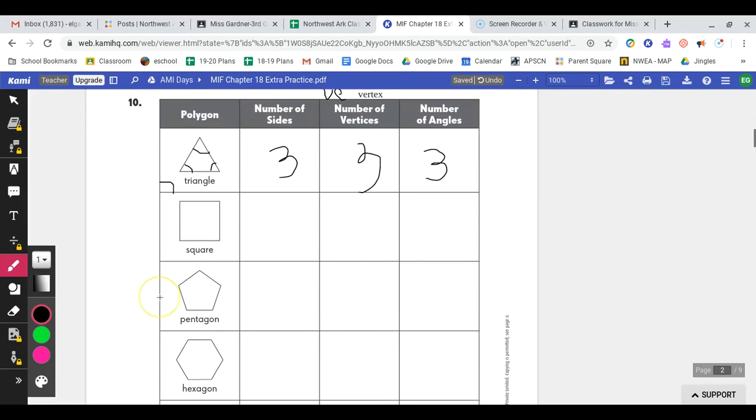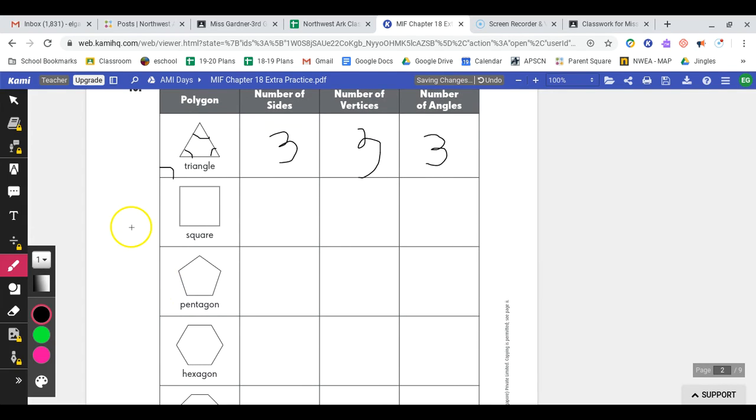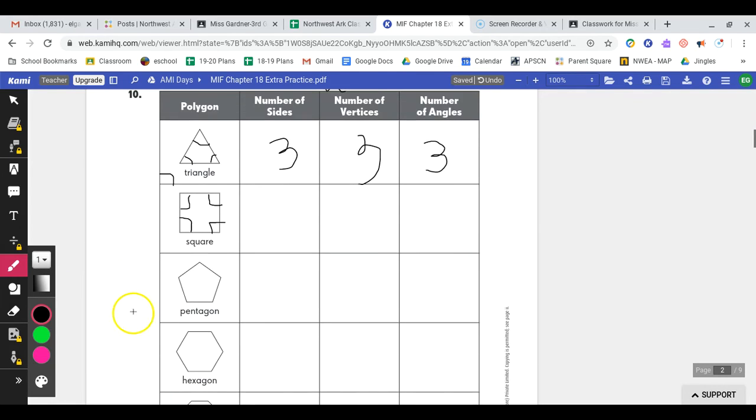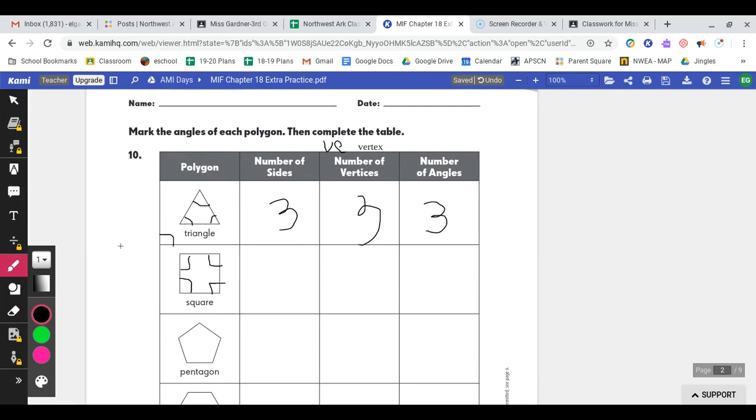Okay. Now for a square. Are these acute, obtuse, or right angles on the square? They're right. So we can mark these. Also, if you have paper at home, draw out each of these polygons as we watch. That would be great. I know it's not ideal just to watch. How many sides are on the square? 4.